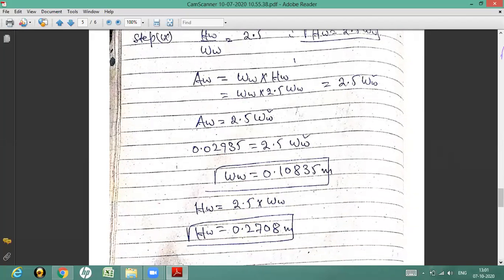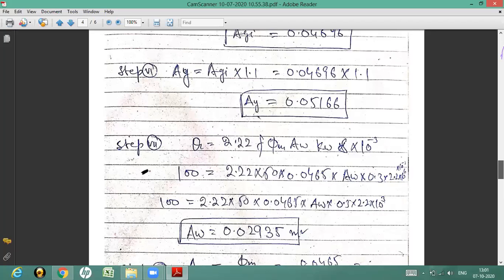So up till that stage, you can cover the value of HW. You can cover the value of WW. So only one thing that you are left, it is height of the yoke. That is AY. AY is equal to 1.1 AGI. So tell me what is the value of AY?